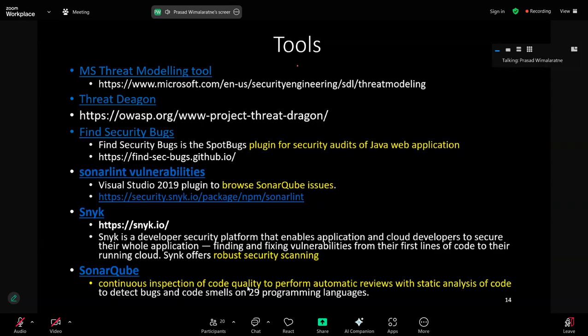And also you'll be using FindSecBugs, SonarLint, Snyk, and SonarQube for other practicals as you go. Maybe you're already familiar with them. Some of you may be already familiar. So those who are not familiar, it will be useful for you to get the hang of these kinds of tools. So these are some of the tools that you will be exposed to during our practicals.